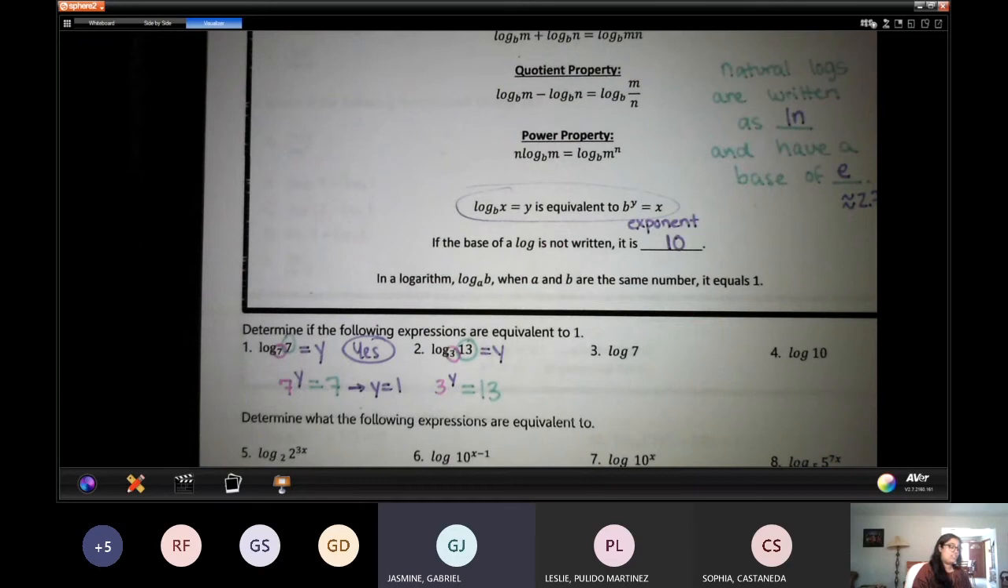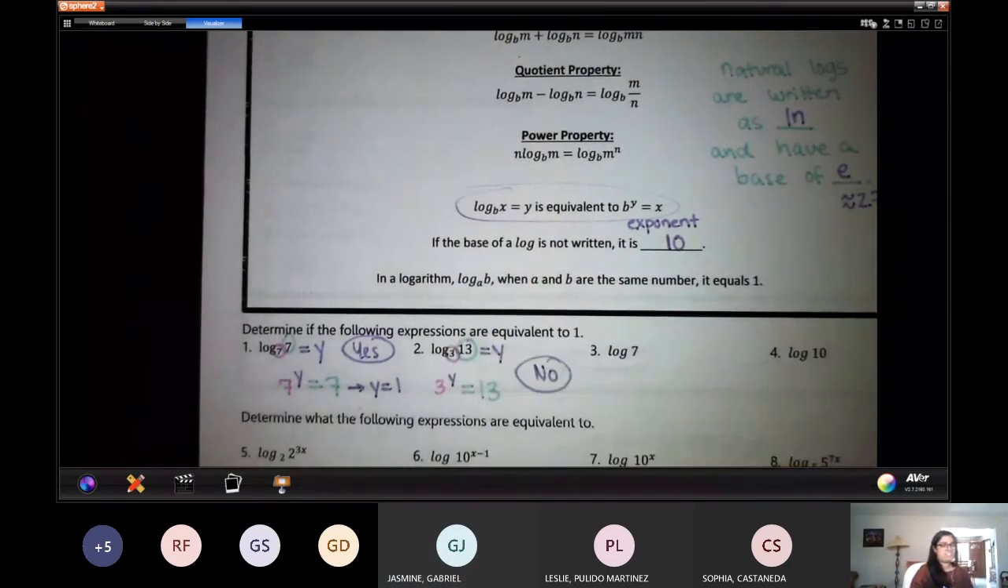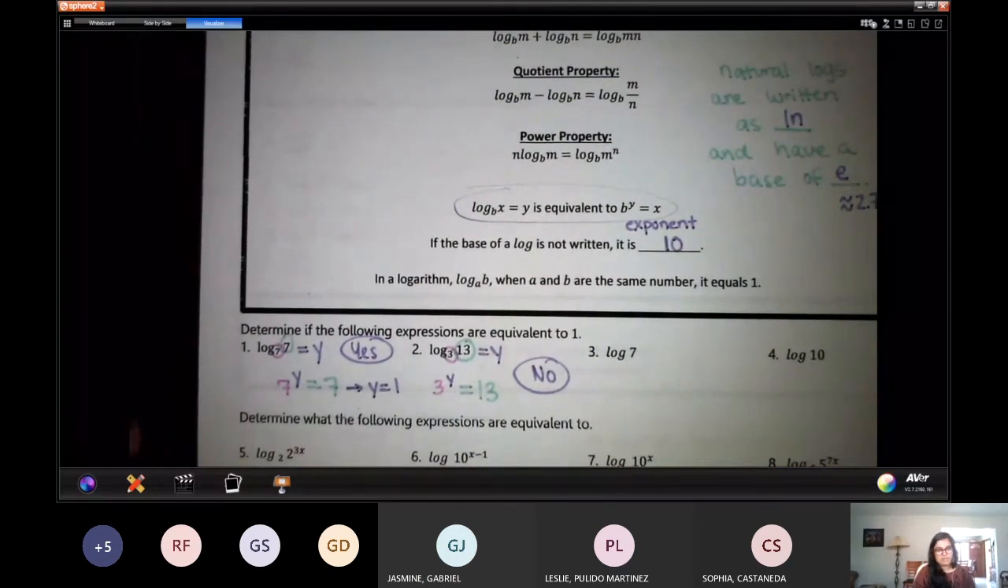No. So if y is not equal to 1, then the answer is no. Make sense? This setup should be super easy. Basically, if these two aren't equal to each other, then y can't be equal to 1. Okay? Because we're just doing exponential rules.